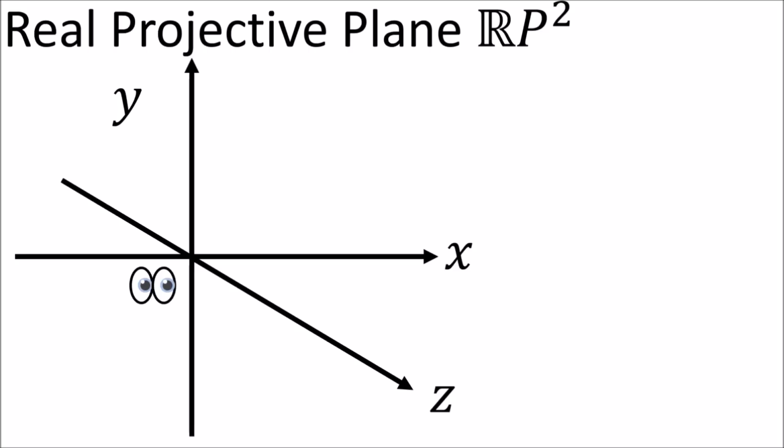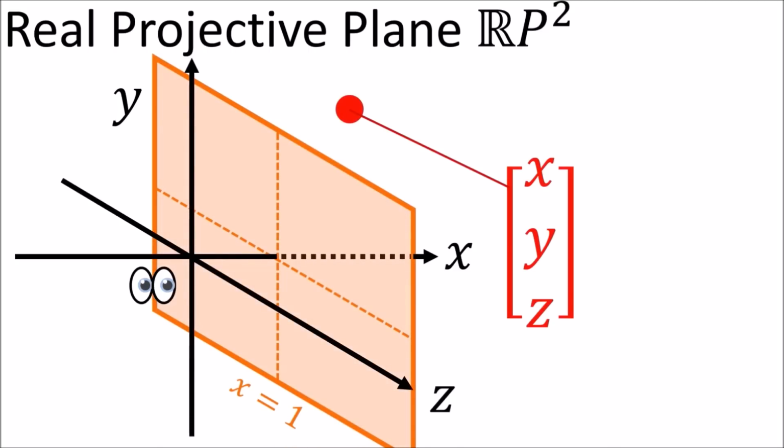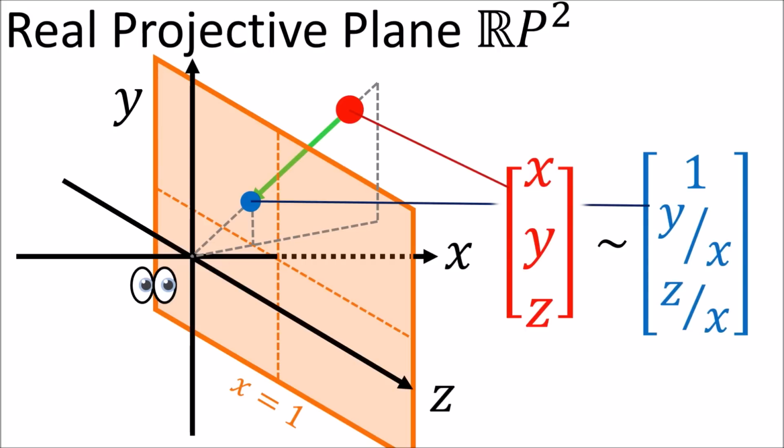Now, it's possible to do this in higher dimensions as well. We get the real projective plane, RP2, by projecting all points in 3D space radially from the origin onto a flat 2-dimensional screen at x=1. In this case, the resulting point on the screen only depends on 2 real numbers, the ratio y/x and the ratio z/x.